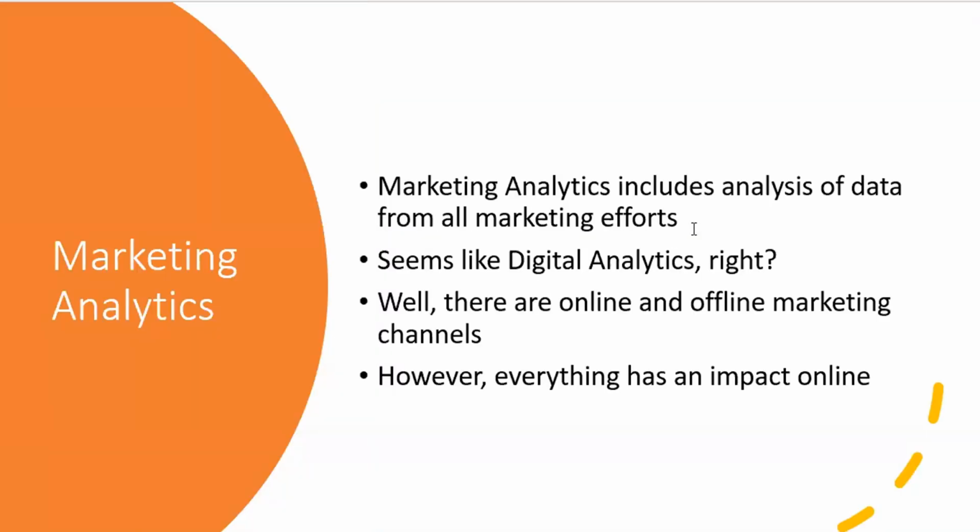So I talked about web and digital, right? Web is website measurement. Digital is all about digital channels. Then there is marketing analytics. That includes analysis of data from all marketing efforts. It seems like digital analytics, most people will say, because we are generally online most of the time. But there are offline marketing channels: newspapers, TVs, billboards, word of mouth. Everything has an impact online. So let's say you see something on TV, you're going to open your phone or tablet or whatever, or come to your computer and type in certain keywords from what you remember of the ad you saw.